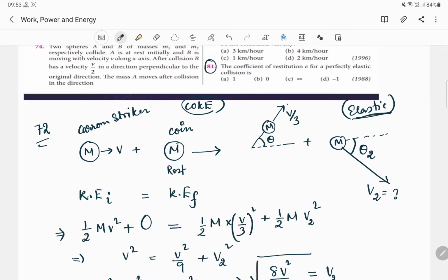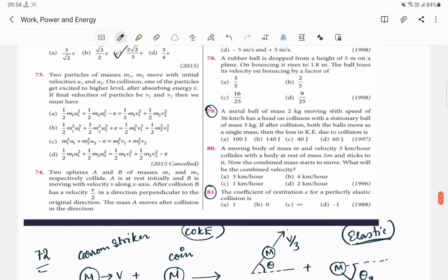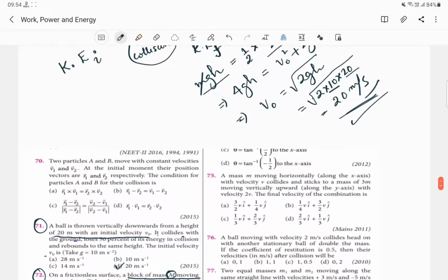For elastic collision you have to apply conservation of kinetic energy, and if it is not specified whether the collision is elastic or inelastic, then you have to apply conservation of linear momentum, because this conservation of linear momentum holds true for every collision. Now let us proceed to your next question.